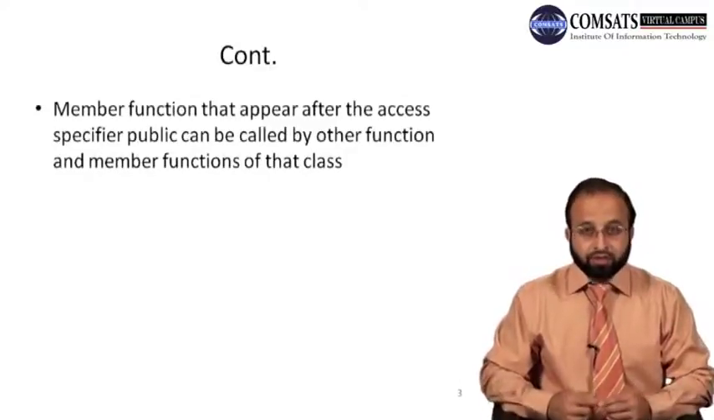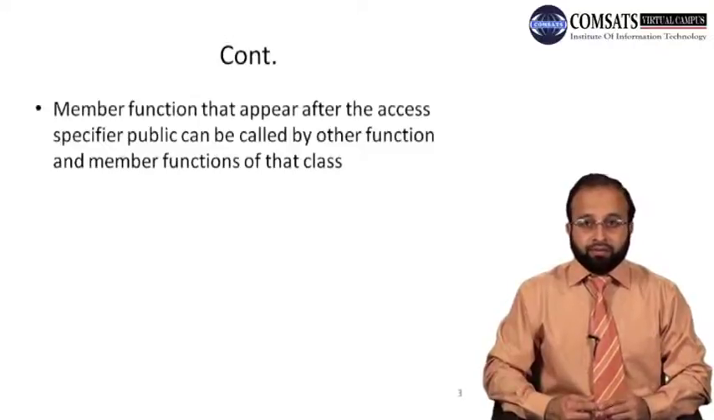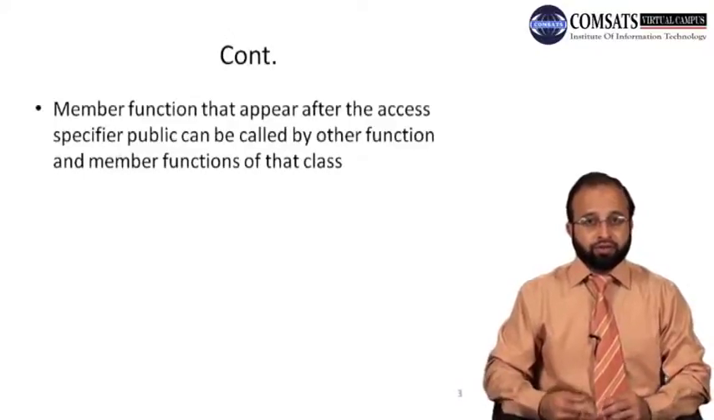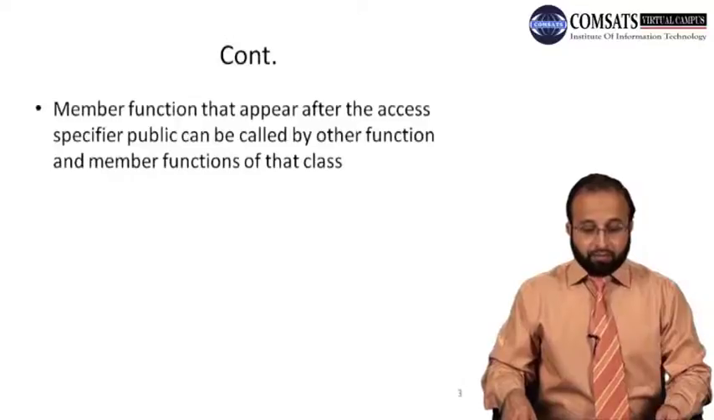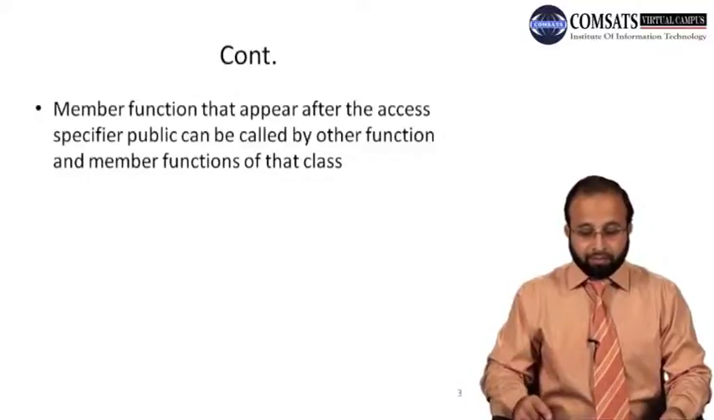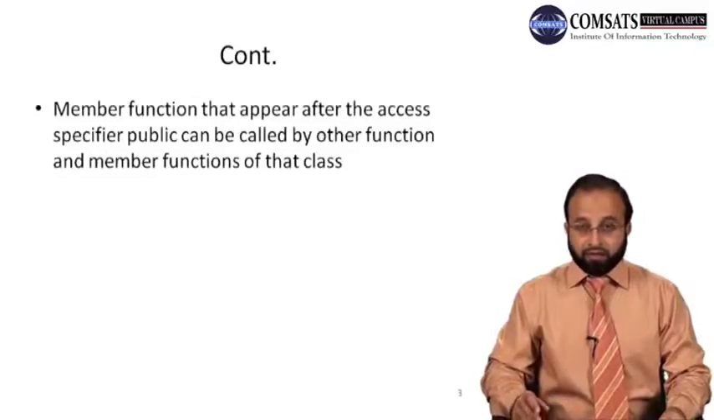You can also call any function within the definition of that class. For example, there are function 1, function 2, function 3 in a definition of a class, and you can call function 1 from function 2 or function 3, right? By the other function and the member function of that class. By the other function, I mean the functions that are outside the class. So a member function that appears after the access specifier public can be called by other functions, that is, the functions that are not part of the class definition, and by the member functions of that class, that is, the functions that are inside the class definition. These are the member functions of the class.